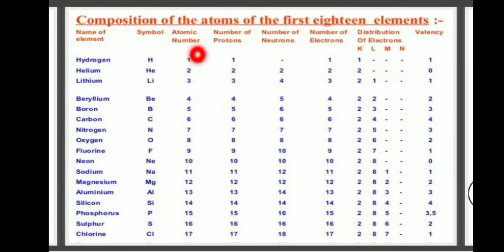Hydrogen. Atomic number 1. Therefore, number of protons 1. Neutrons 0. Electrons 1. Therefore, the first electron goes in K. How many electrons can be present in K? 2 electrons. Therefore, only 1 is present in the K shell. Therefore, hydrogen has a half-filled electron configuration. Therefore, valency 1.